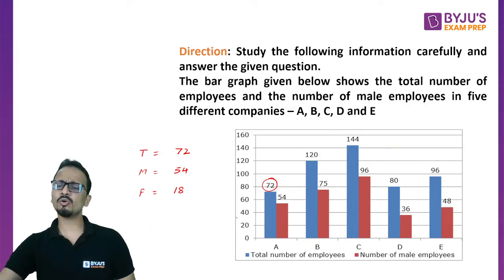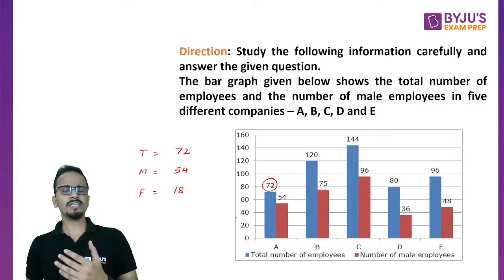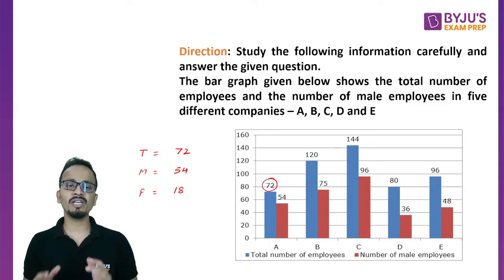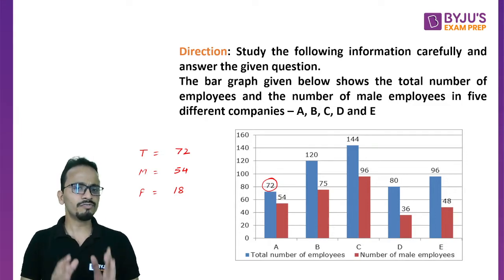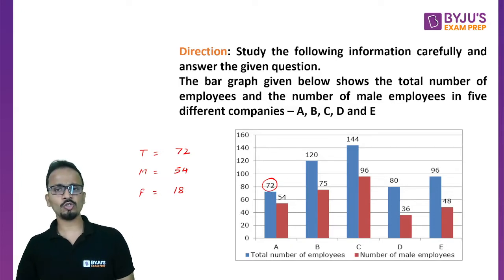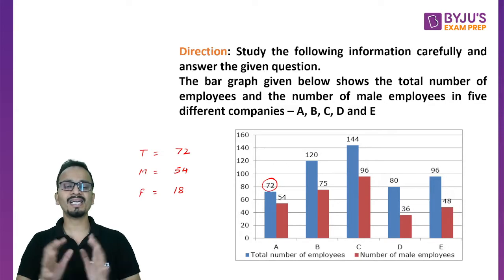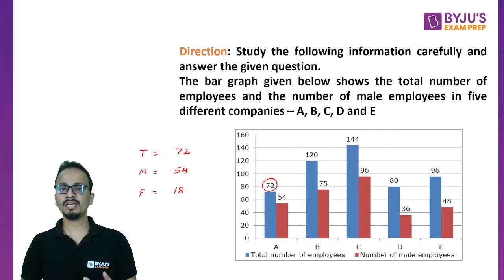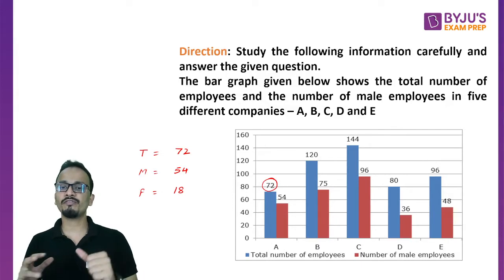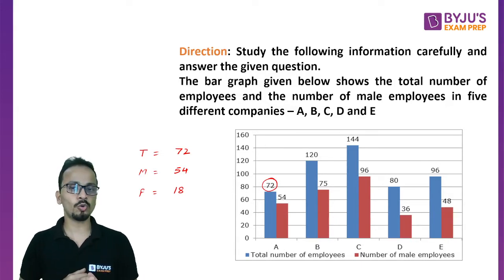Okay, so obviously since this data is talking about the total number of employees and the number of male employees, obviously in questions we will have a use of the female employees also. So it's always better, before you switch on to the questions, to make a very simple table mentioning the number of male employees, number of female employees, and the number of total employees.